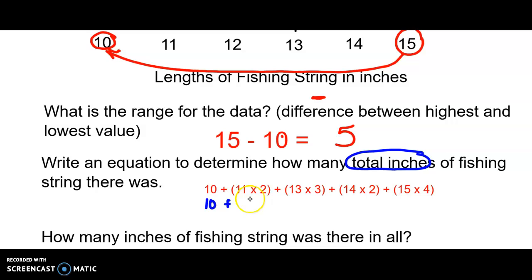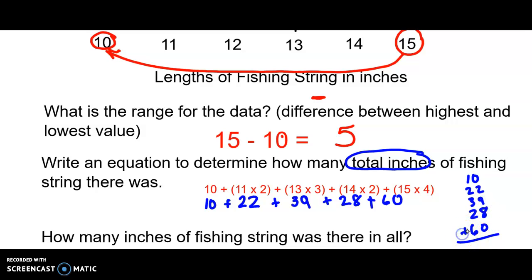10 plus 11 times 2, or 11 plus 11 is 22, plus 13 times 3, or 13 plus 13 plus 13 is 39. 2 14s is 28. 4 15s is 60. So now I have all of these numbers that I have to add up. So going over here to the side and adding that all up to get a grand total.